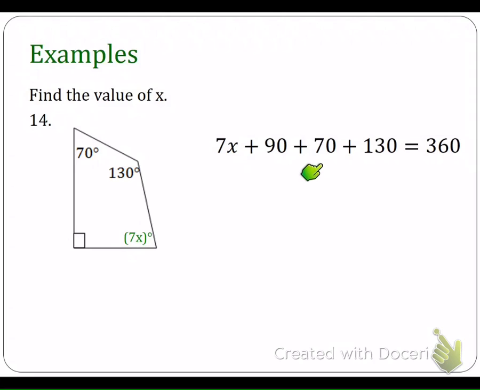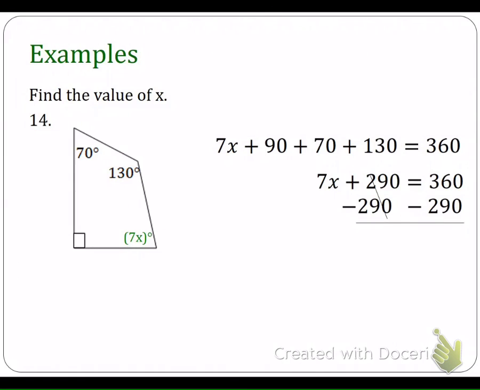These are all like terms, so you can go ahead and add them after you write the equation in your notes. I'll give you a second. It's a pretty long equation. 290. Yes, so you get 290 plus 7x equals 360. Subtract 290, what do you get? 70.